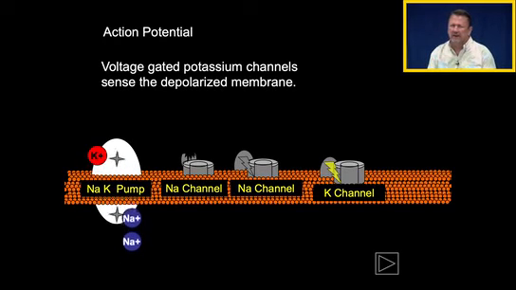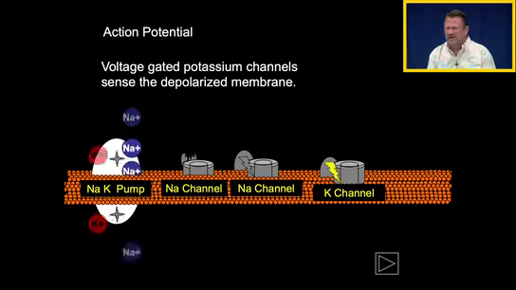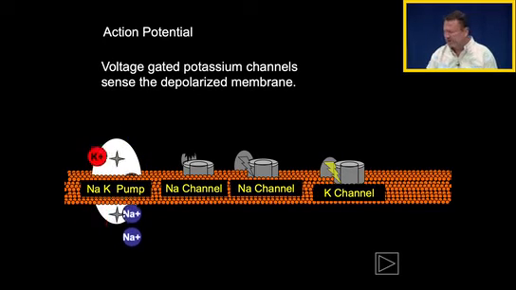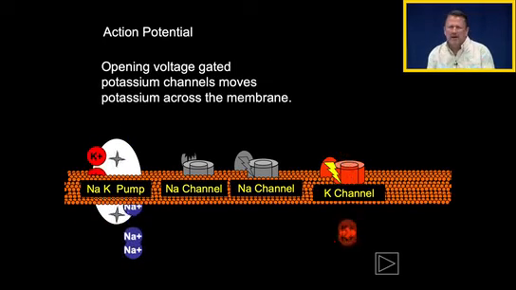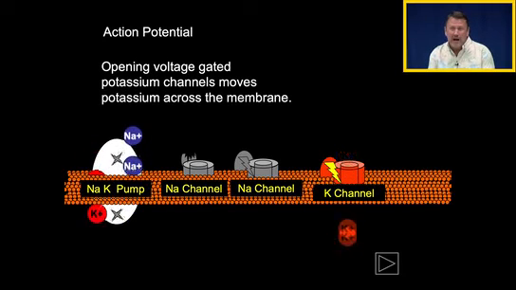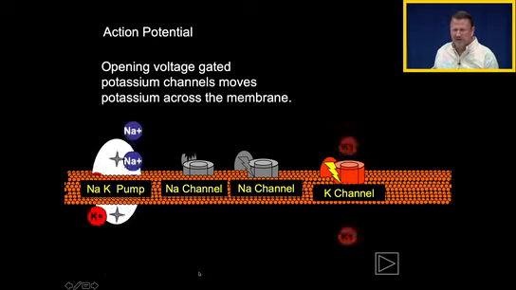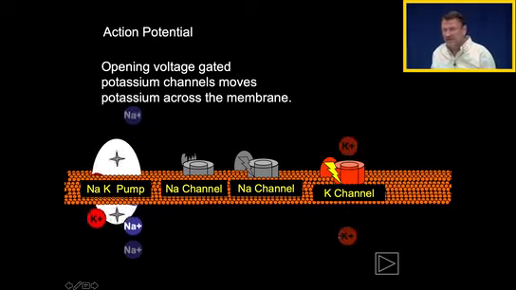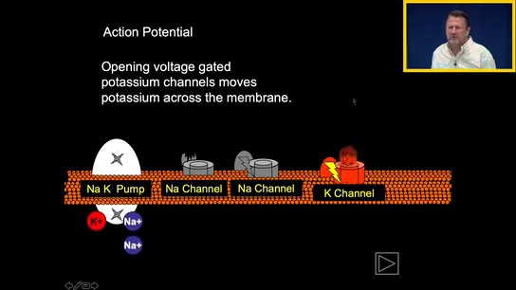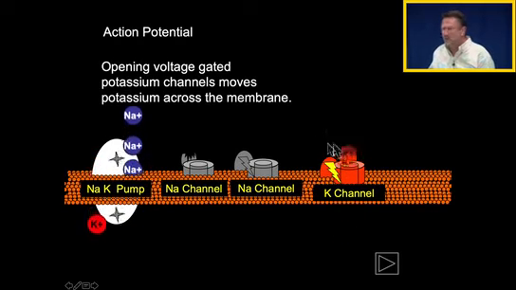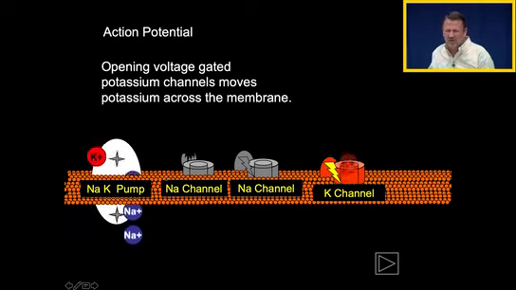Well, that's sensed by voltage-gated potassium channels. They sense that depolarized membrane, and what do they do? They open up and allow potassium to come rushing out. Why? Because it has a concentration gradient. Remember, there's more potassium inside of the cell than outside of the cell. And because this area right here is depolarized, this creates a force that allows potassium to go outside of the cell through its potassium channel. Now I'm restoring the positive charge in this little local area, resetting the membrane.